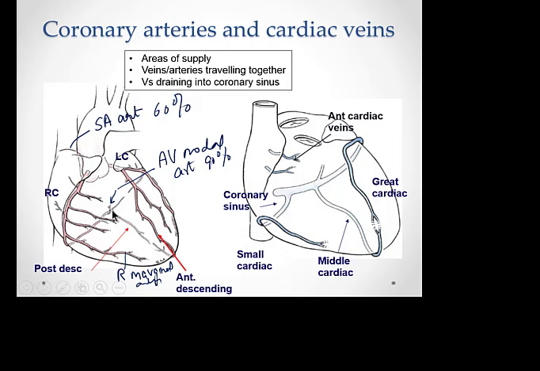And then it gives a very large branch which travels in the posterior interventricular sulcus. Notice this branch in the posterior interventricular sulcus. This branch is called posterior descending or posterior interventricular. Posterior interventricular, as the name suggests, will it supply right and left ventricles or only one ventricle? Both, because it's interventricular, it's lying in the interventricular sulcus, okay?